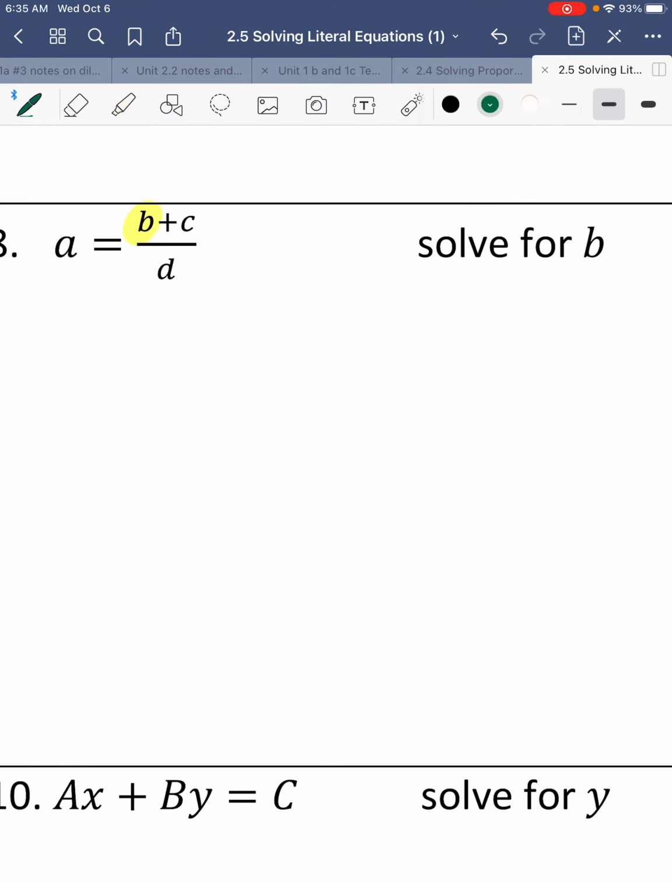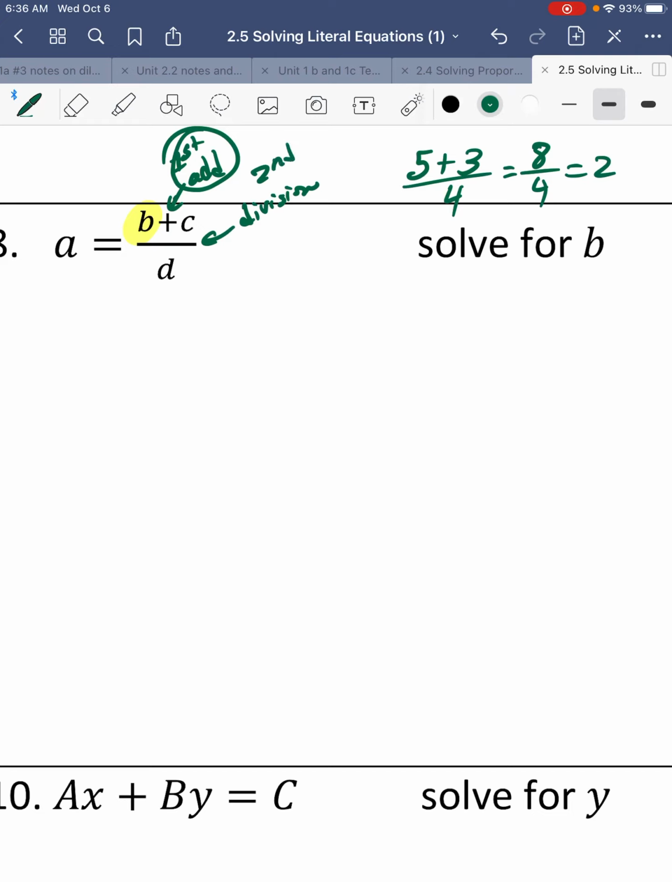Let's look here. Next one, B. What is the order of operations to solve for B? We have addition first, and then we'd have division. Order of operations meaning, if I put a number in for A or B, C, and D, what would you do first? You would add first, and then you'd divide, so that'd be second. So we need to do the reverse order of that.